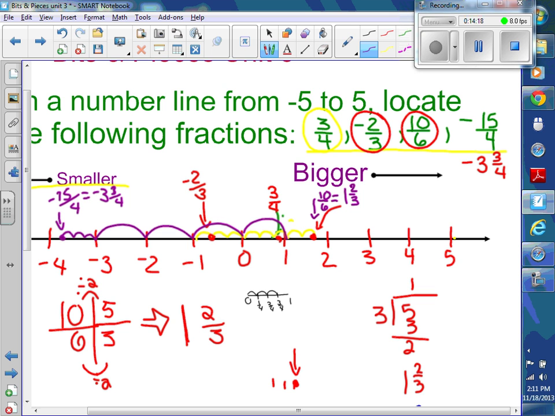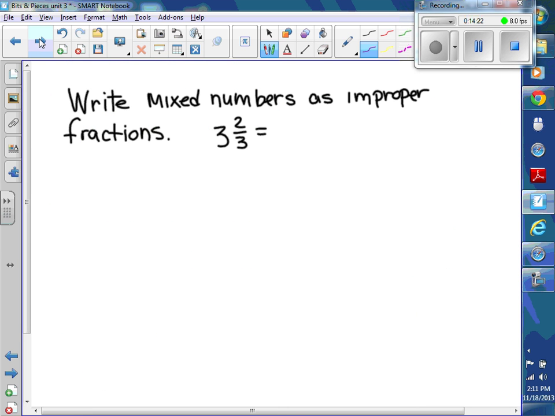So we're going to go the other direction. If you have a mixed number, you should be able to write it as improper. And I know some of you have learned rules for that, which is great. Like the rules, but we want to make sure that they make sense. So let's make sense of this first.